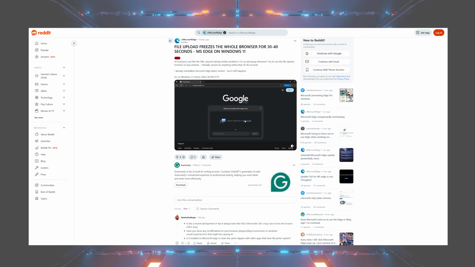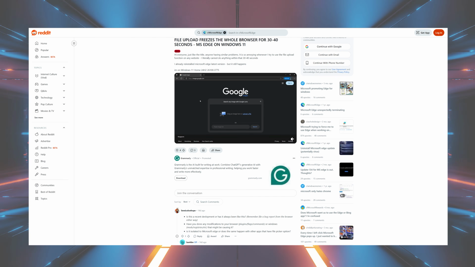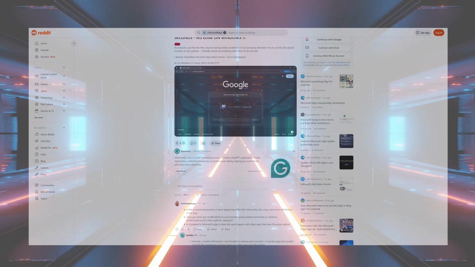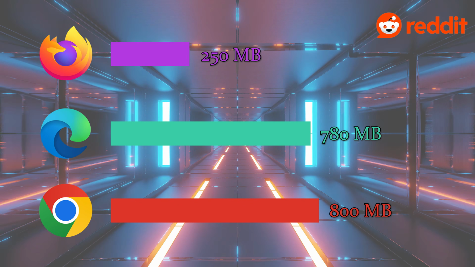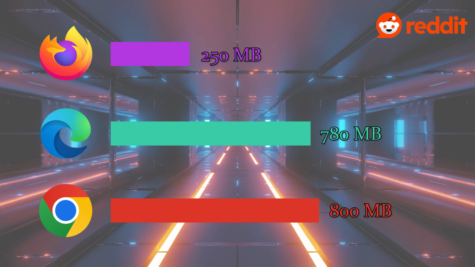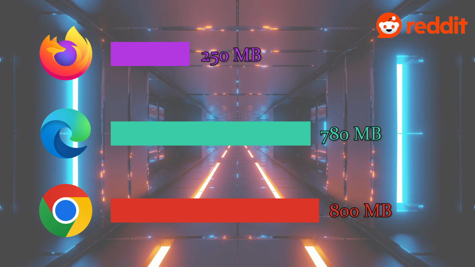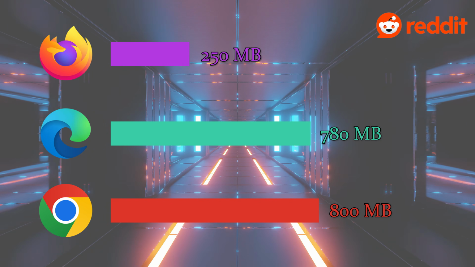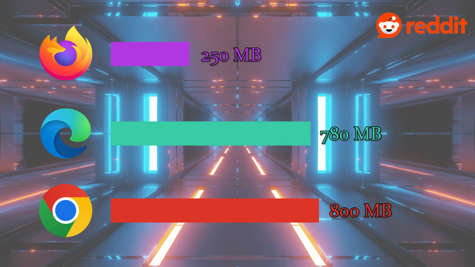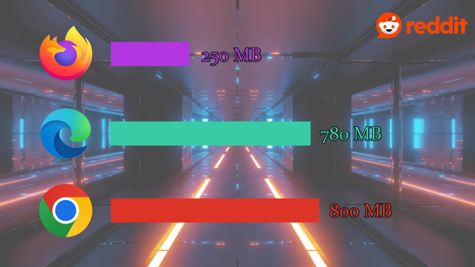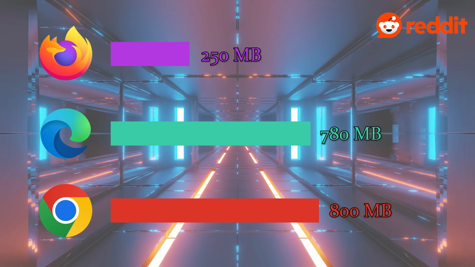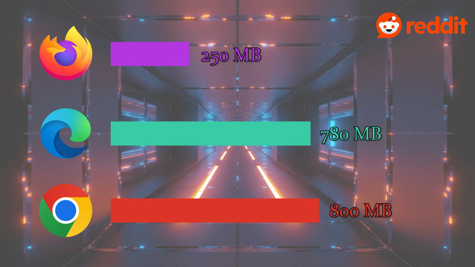But things were very interesting with Reddit. We loaded a Reddit post with text and video content. Chrome and Edge performed nearly identically, with Chrome using about 800MB of RAM and Edge using just a little less RAM at around 780MB. Firefox, on the other hand, was a real surprise, using only 250MB of RAM. I knew I had to test it multiple times to ensure it wasn't just a single instance, and the results were consistent.